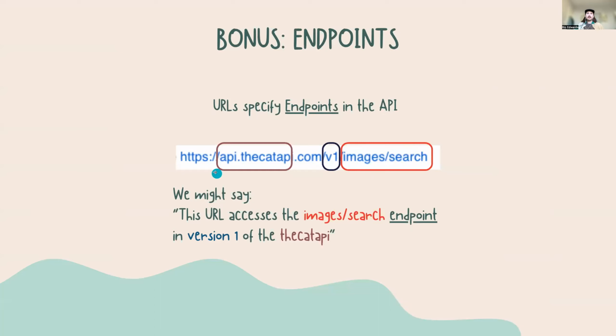And so if we were to talk about the different parts of this URL and how they relate to endpoints, we might say this URL accesses the images/search endpoint in version 1 of the cat API. And it's version 1 because we can see this v1. Usually APIs will have a version.